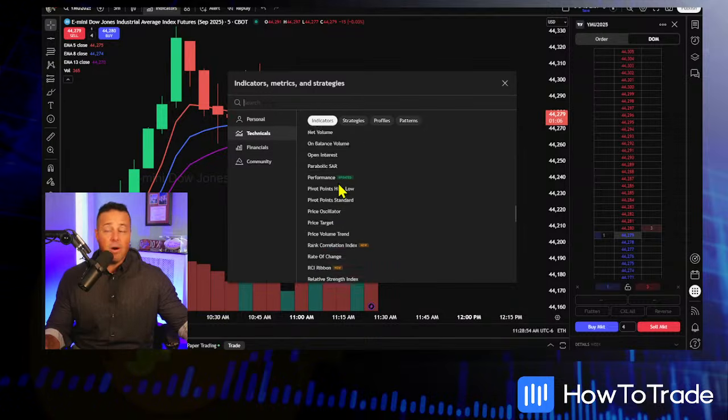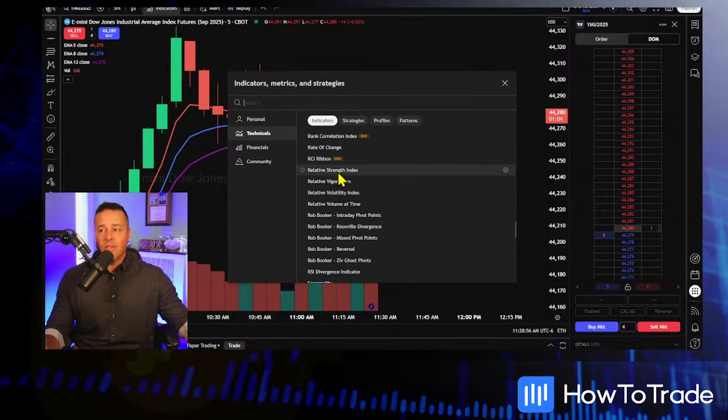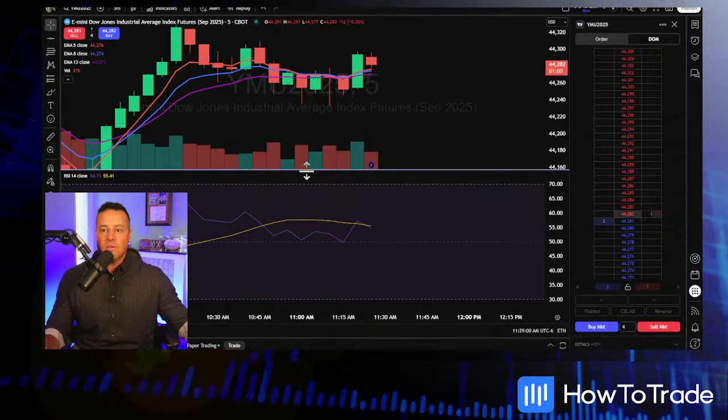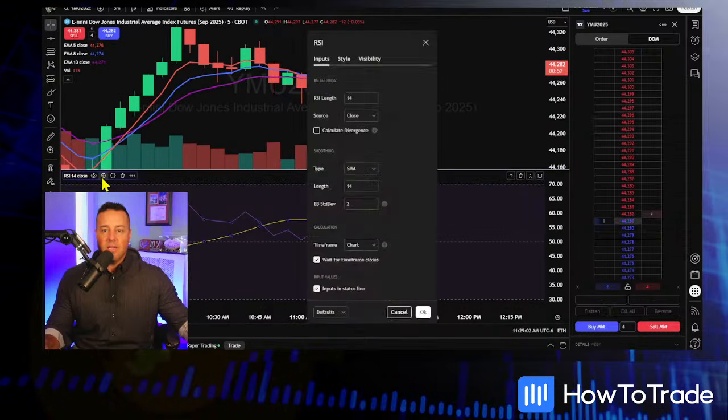You just go down to R, I think. Relative Strength Index. Go ahead and give it a click. Now, what is important about the RSI here is that you understand the settings. I get this question a lot in the private messages over at How to Trade. More than happy to answer it, but it's always, what settings are you using for the RSI?